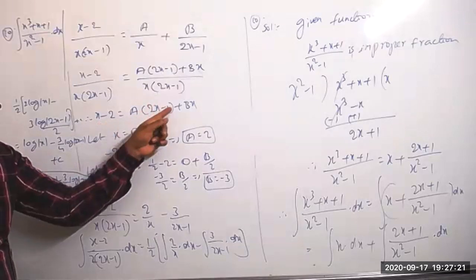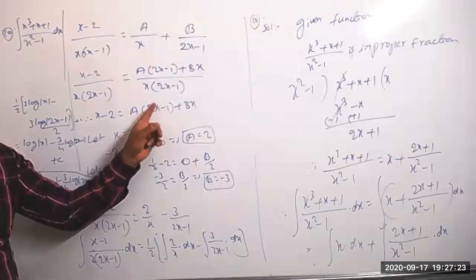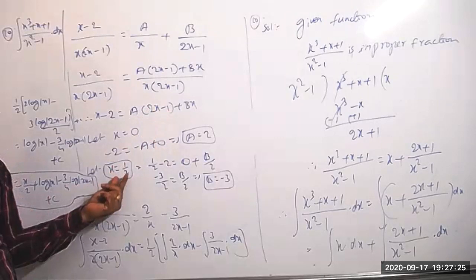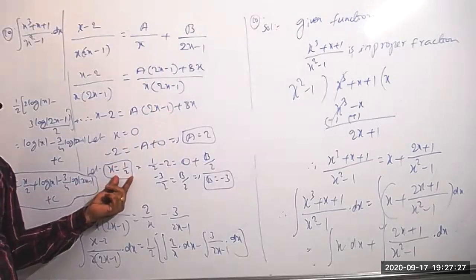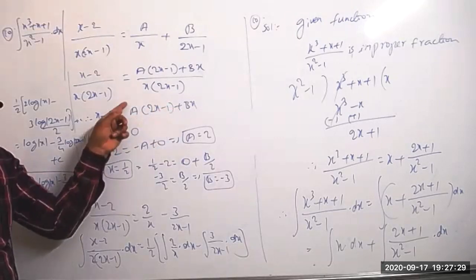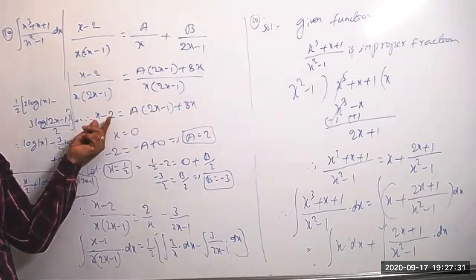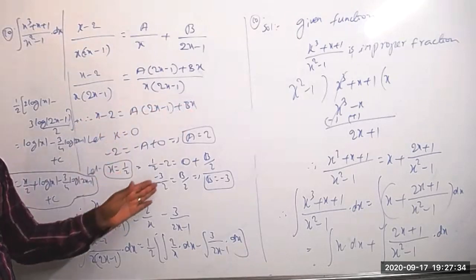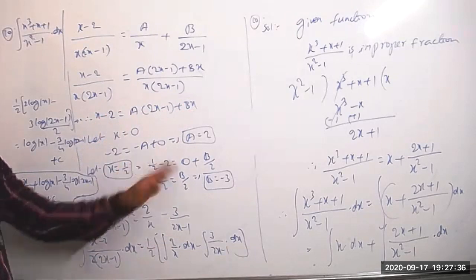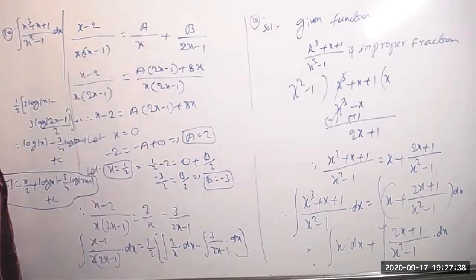But take the second factor, 2x minus 1 equal to 0 means x equal to 1 by 2. That's why I'm taking x equal to 1 by 2. So when you take x equal to 1 by 2, the a will become 0. So it is b by 2 equal to 1 by 2 minus 2. Then I got the value of b also. So directly you can substitute in there and you can do the integration. Now here also same.